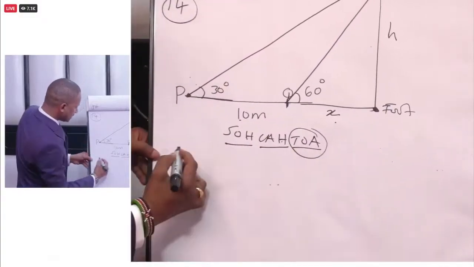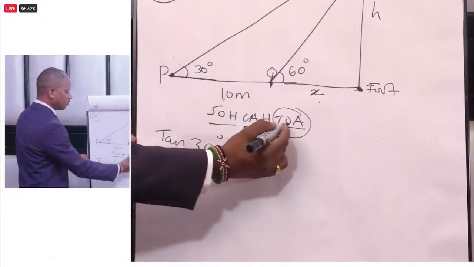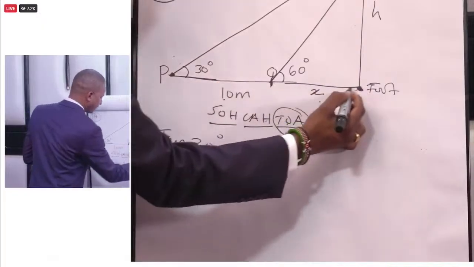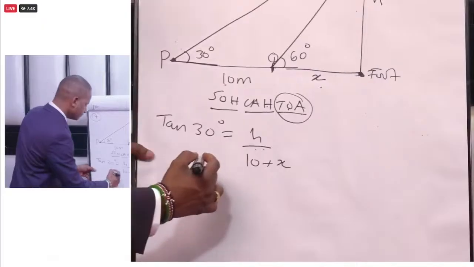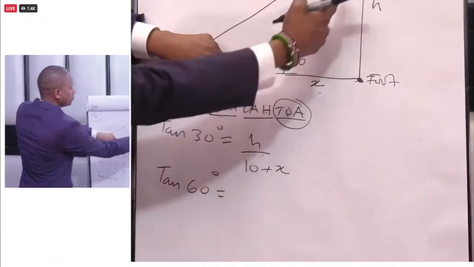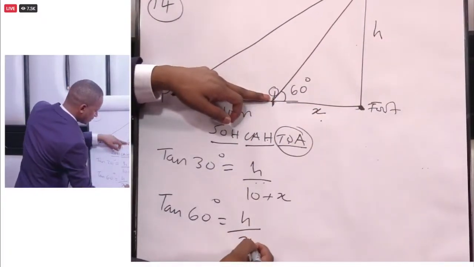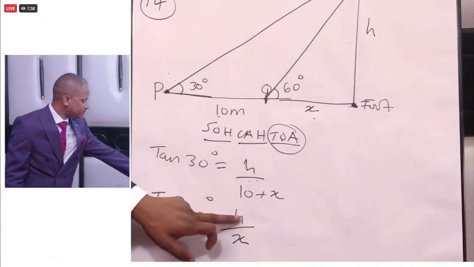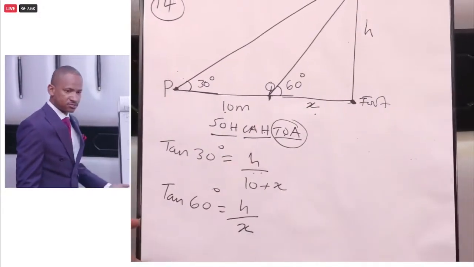So we say tan of 30 degrees equals opposite, which is the height that we want, over adjacent, which is 10 plus x. At the same time, tan of 60 degrees equals opposite, which is h, the height, over adjacent, which is x. So we have these two. What do we want? H. Therefore, we want to make h the subject of the formula.